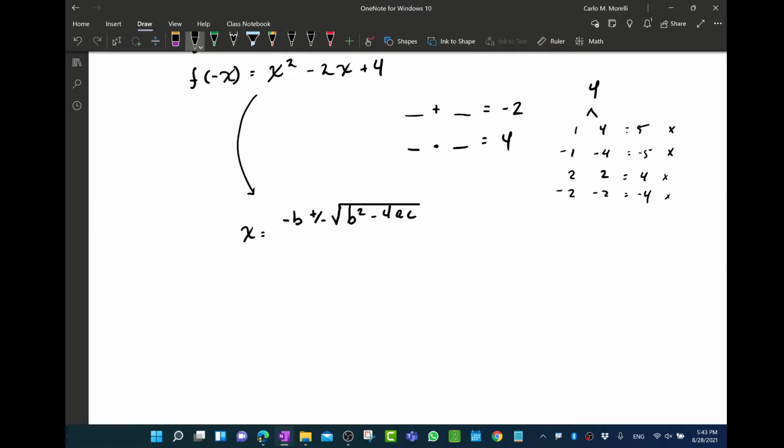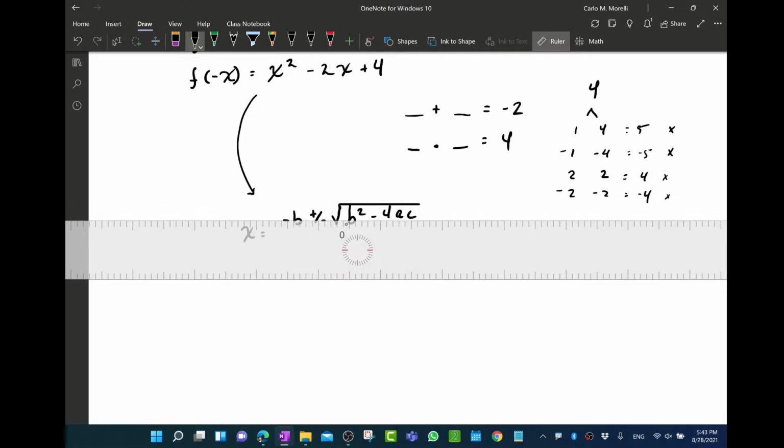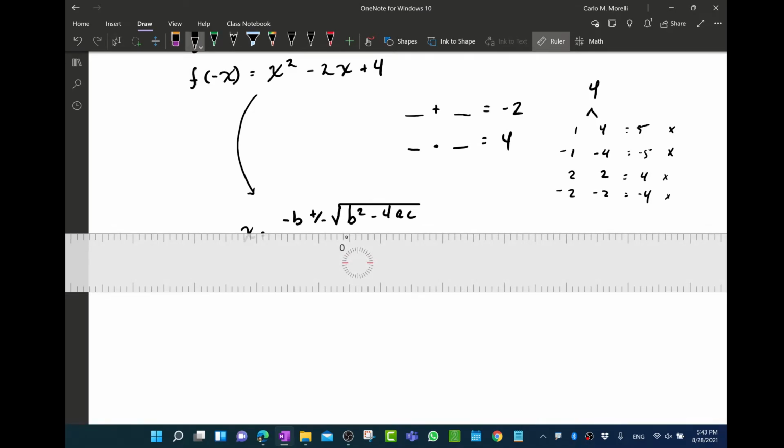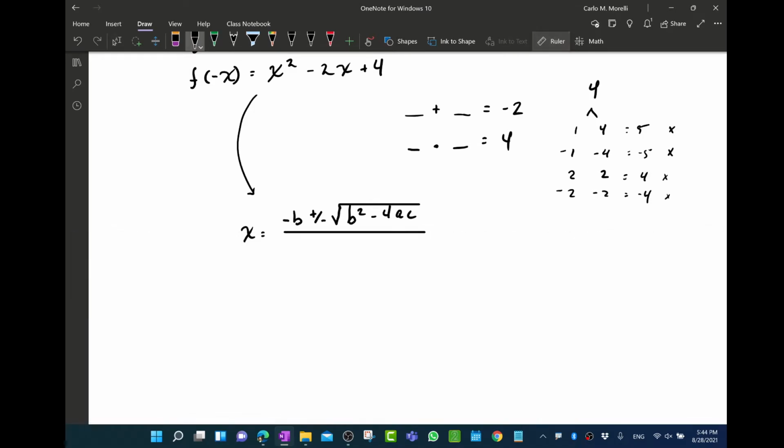Okay, we're going to need that ruler again because we're going to divide everything here by 2 times a. I always like to take just a moment here and write out what a, b, and c are. A, b, c. That way we don't get confused. So a, in this case, is 1. B is negative 2. And c is 4. Okay, and now we're just going to plug it in.